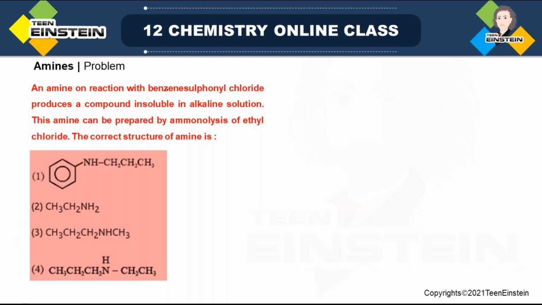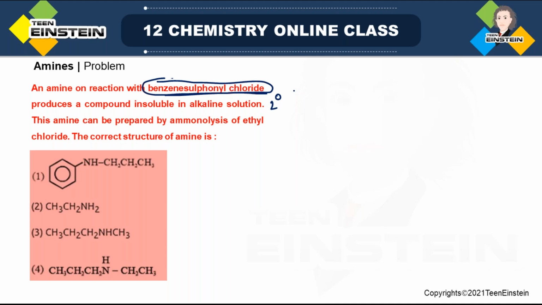An amine on reaction with benzene sulfonyl chloride, PhSO2Cl, produces a compound insoluble in alkaline solution. Remember, this reagent PhSO2Cl is known as Hinsberg reagent, which helps us to distinguish 1 degree, 2 degree, and 3 degree amines. And when it is saying it is insoluble in alkaline solution, it is the indication that it is a 2 degree amine. Because when it is a 1 degree amine, it will be soluble, and for 3 degree there is no such reaction. This is the first information.